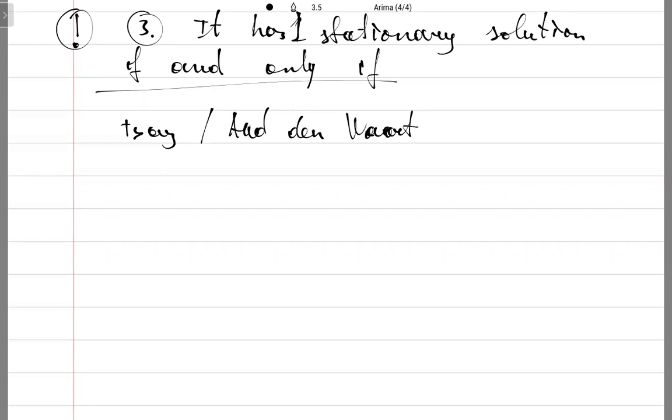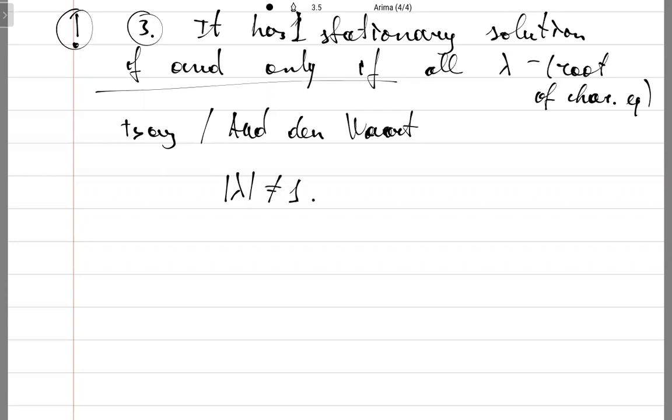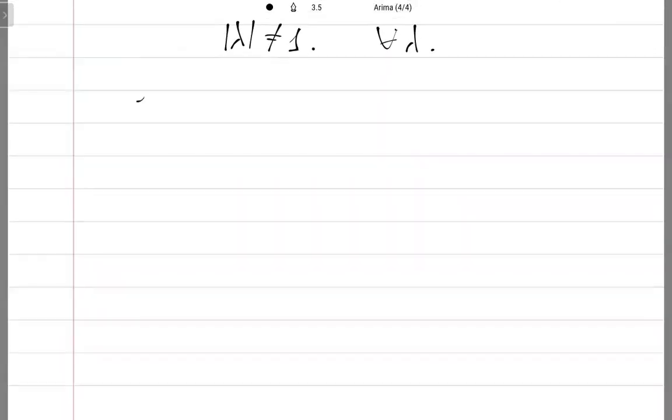So, okay, it has one stationary solution if and only if all lambdas, where lambda is the root of the characteristic equation, are not equal to 1. And to convince you, I will show you a stationary solution when the root is 2. So, example. It's not a proof, but I think this example will convince you that the theorem you are mentioning is wrong.